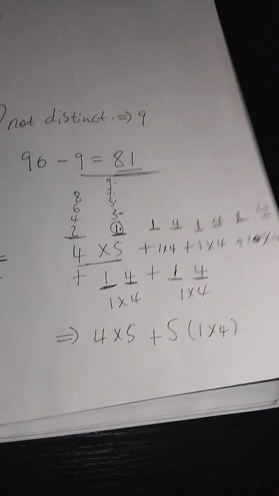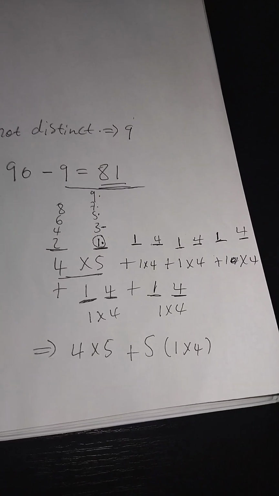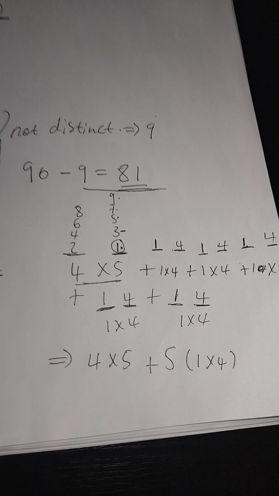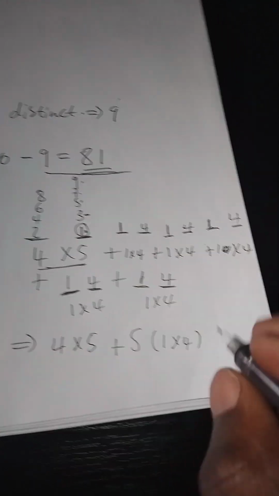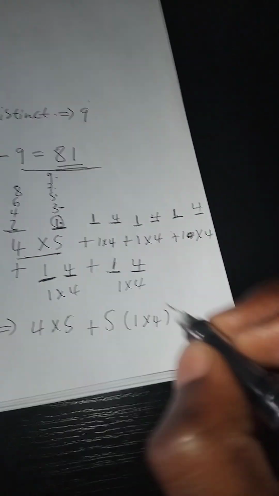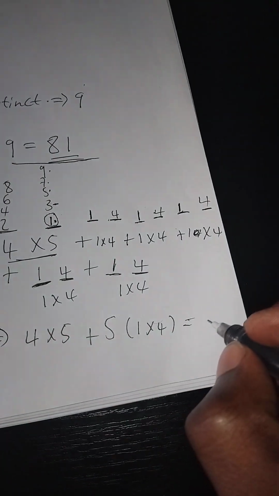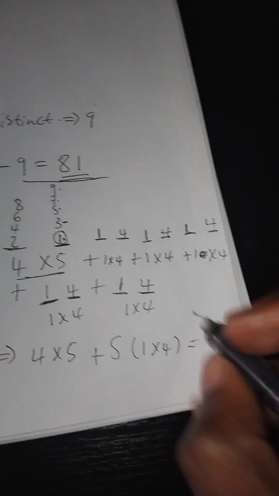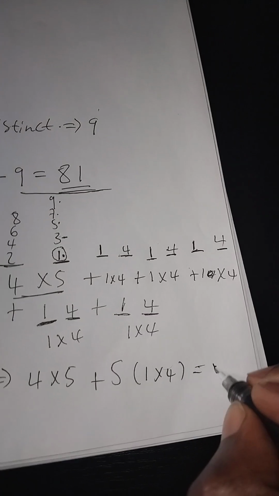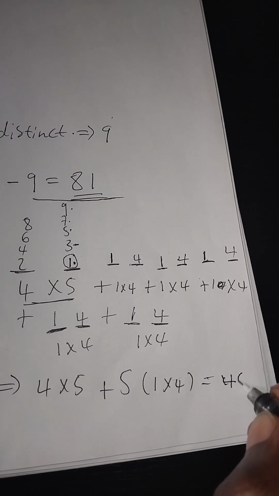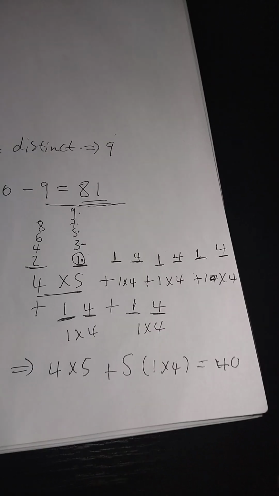Okay, so 1 by 4 is basically 4, then 4 by 5, that is 20, and also here it's 20 again. So we're having 20 plus 20. So 20 plus 20, that will give us 40. That will give us 40.